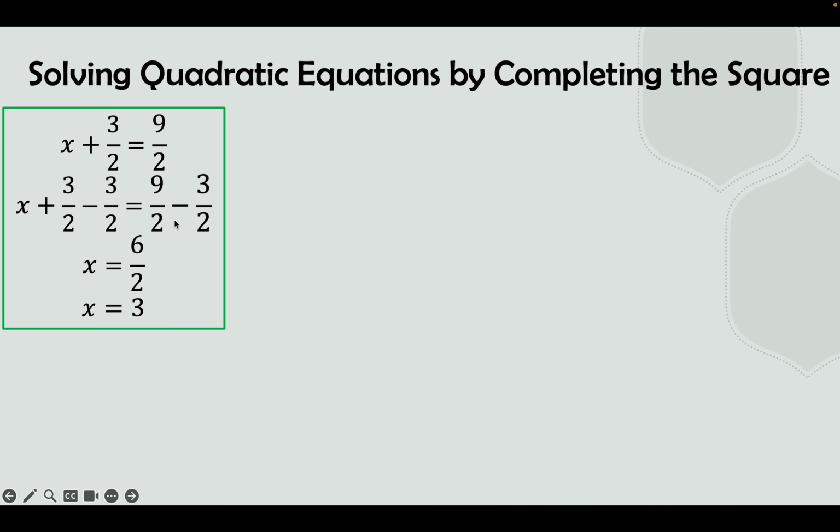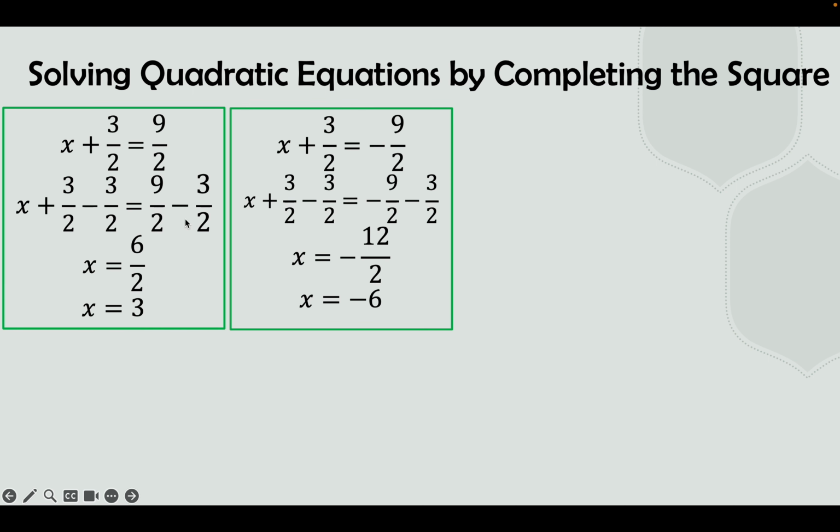So for our first solution, x sub 1, we have x + 3/2 = 9/2. We need to isolate x here, so we subtract both sides by 3/2. So x + 3/2 - 3/2 = 9/2 - 3/2. So those cancel. So we have x = (9 - 3)/2, that is 6/2. So 6/2 is 3.